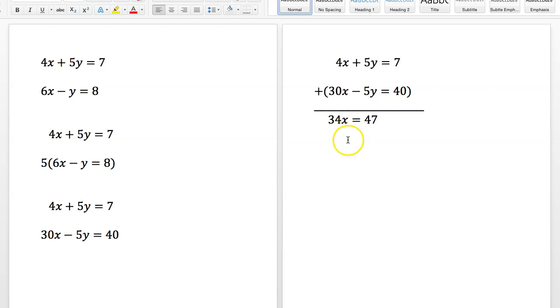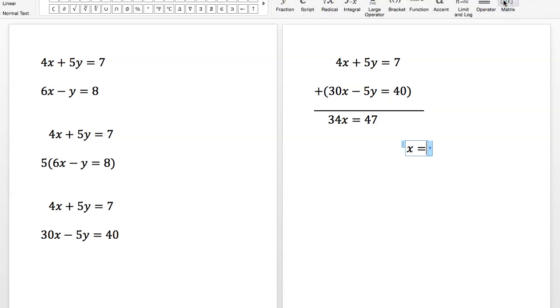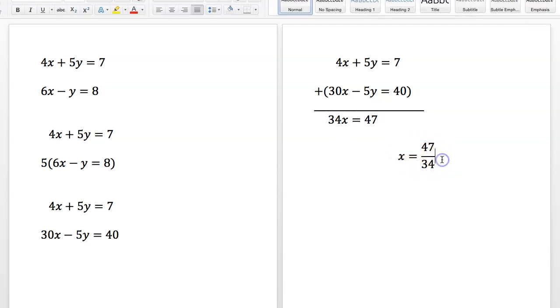Now from the last video, we saw that we just divide both sides by whatever term is hugging your x. It's 34 who we divide by. So let's divide by 34. And we get x equals 47 over 34. And technically I need to check and see if I can reduce this. But ultimately it will not reduce. 47 is a prime number, in fact. So we have our x.